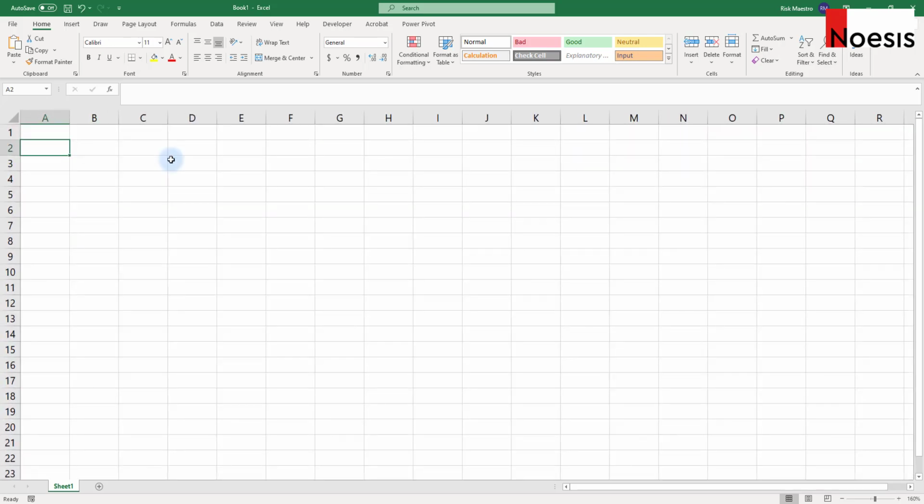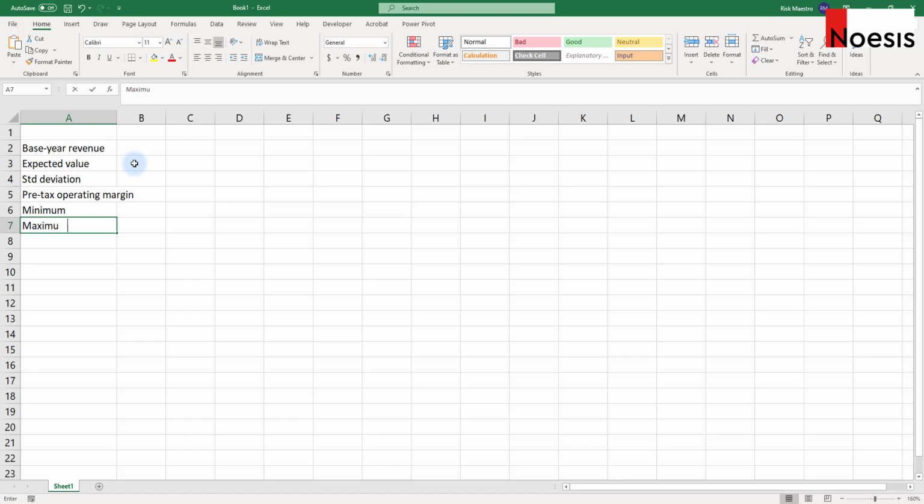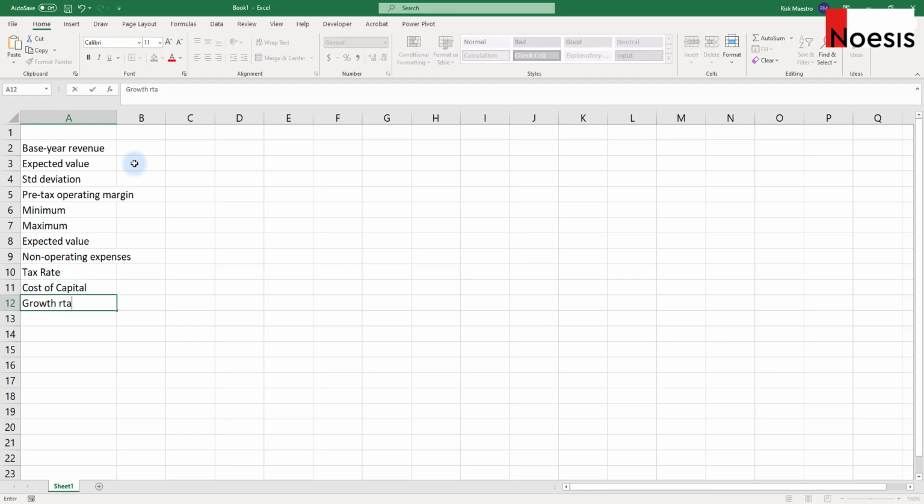So of course we know that for the revenue, so the base year revenue, let me type that in. We have the base year revenue, for which we have the expected value, which is the mean revenue, and then this is the standard deviation, right? And then we have the pre-tax operating margin, and there we have the minimum value and the maximum value, and then there is the expected value as well. And then we have the non-operating expenses, the tax rate, the cost of capital, and the growth rate.